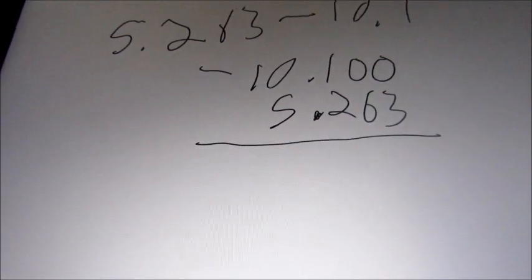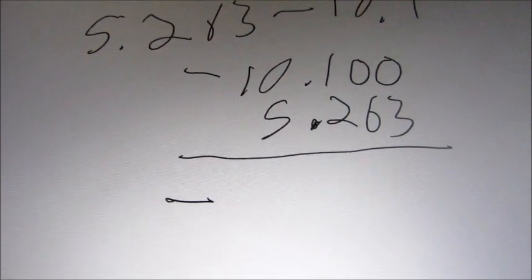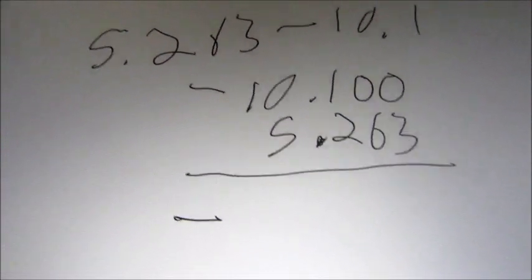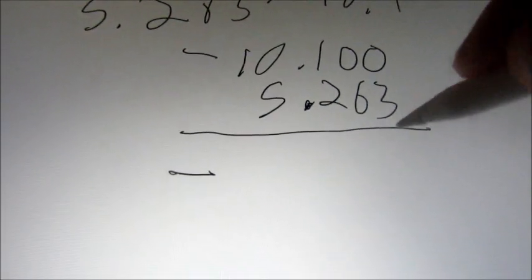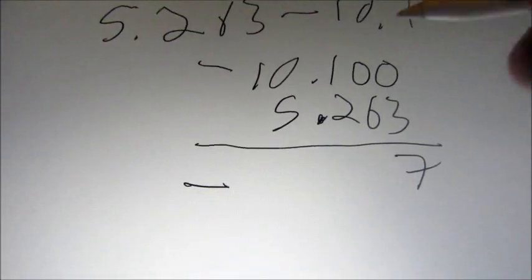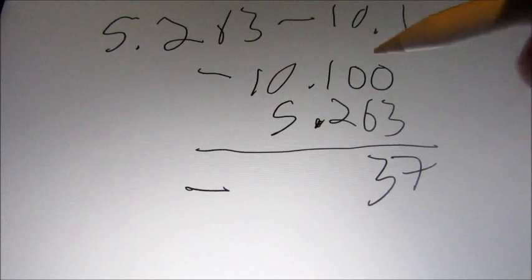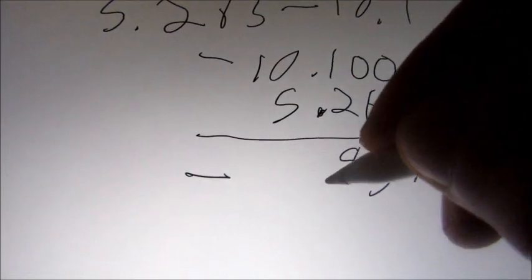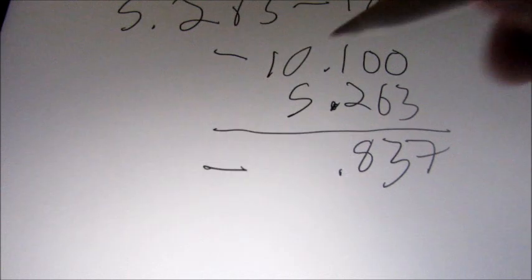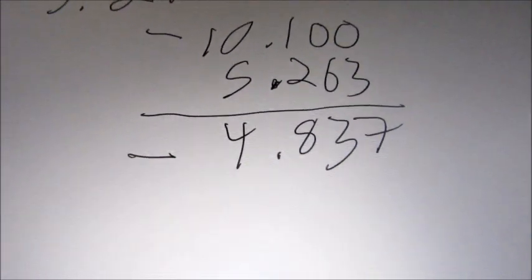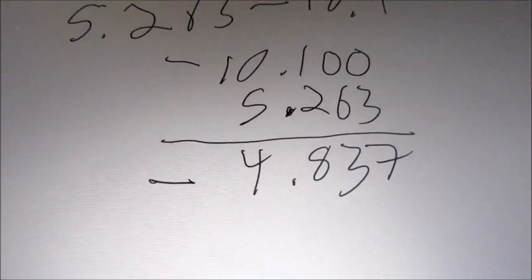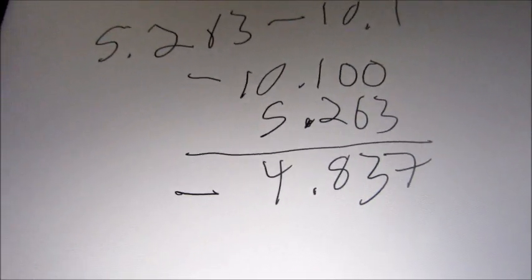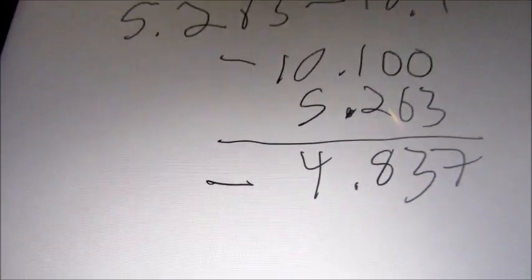So now, since our negative is bigger, our answer is going to be negative, and we're just going to subtract like it was a normal number. So 10 minus 3 is 7, 9 minus 6 is 3, 10 minus 2 is 8. This is where we'll put our decimal. And 9 minus 5 is 4. So our answer here would be negative 4.837. We're always, again, going to put the bigger absolute value first, and then we're going to keep the sign of whatever that one is as far as our answer goes.